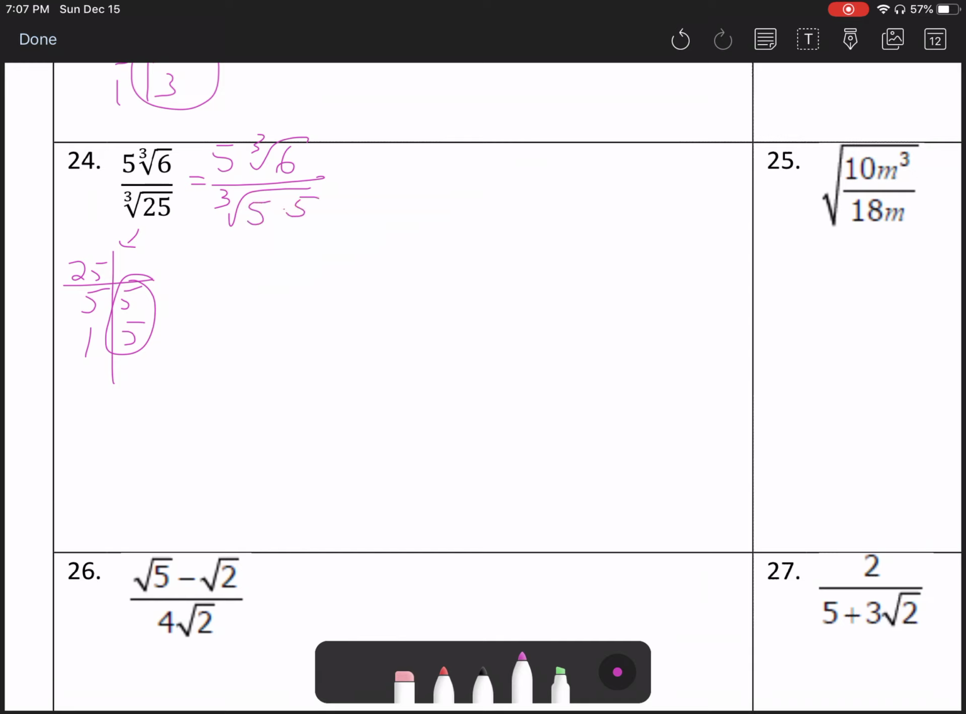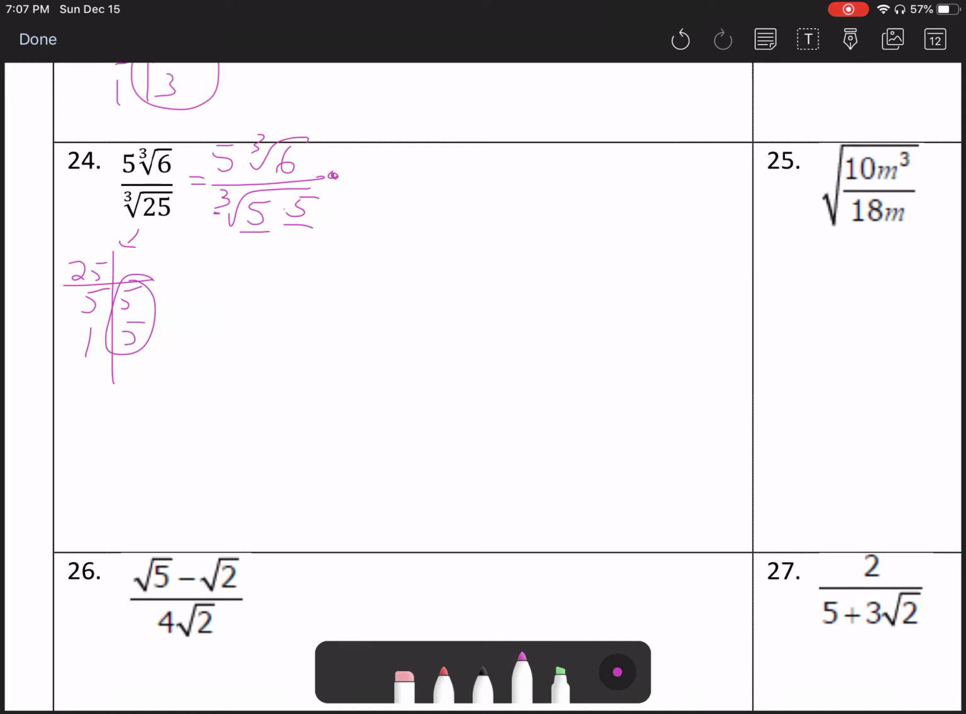Now, in order to get something out of the root, I need that set of numbers. So this right here is a cubed root, so I actually need 3 5s underneath my cubed root to get rid of that cubed root symbol. So since I have 2 5s here already, I actually just need a third 5.